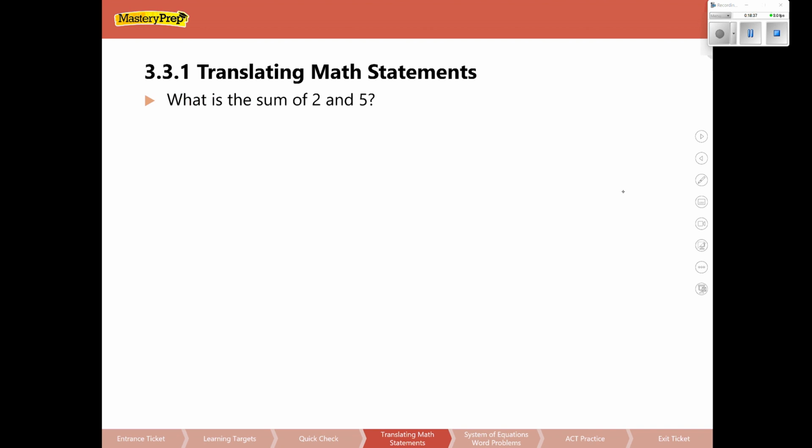So looking at these next few, we want to translate this. We're not going to solve, but we're just going to translate it from words into a statement. So if we're talking about what is the sum of 2 and 5, what we're looking for would be a variable, and is our equal. So x is equal to 2 plus 5. Because what is the sum of 2 plus 5? So x is equal to 2 plus 5.